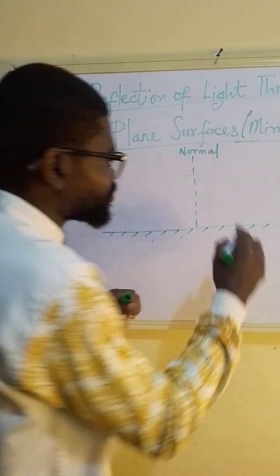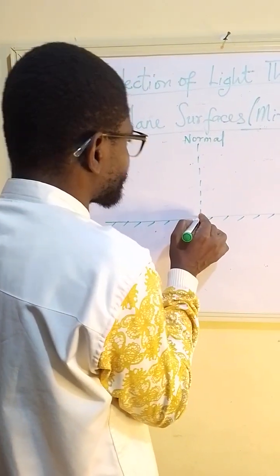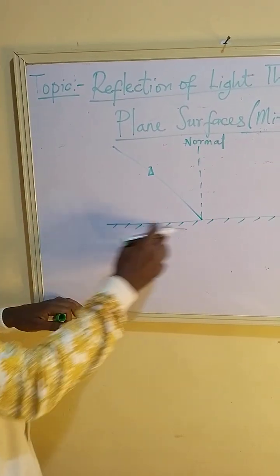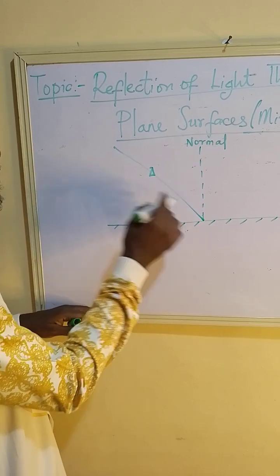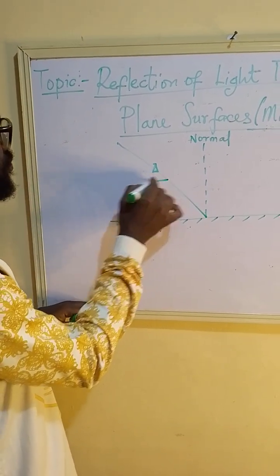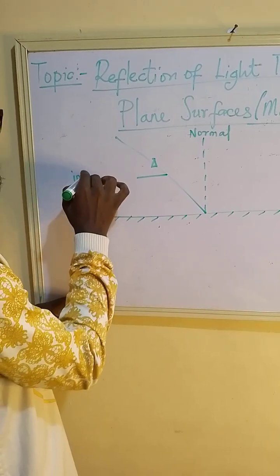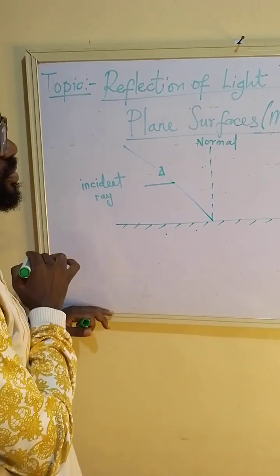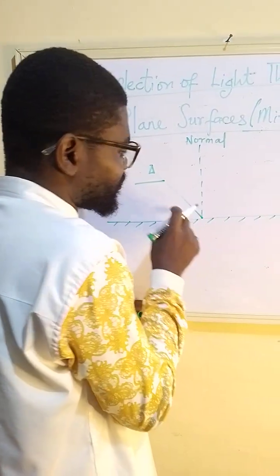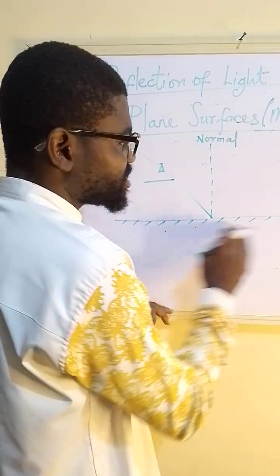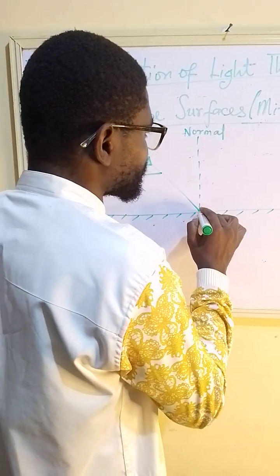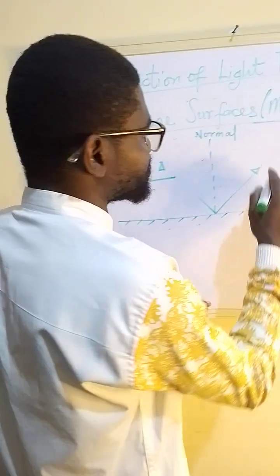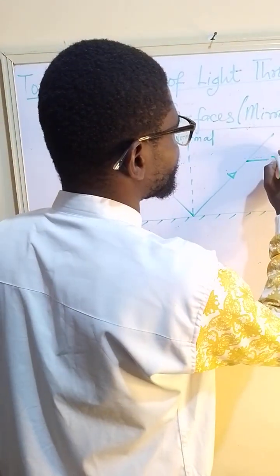So by the time I have a ray of light being incident on the plane mirror, this ray of light which is incident on the plane mirror is what we call the incident ray. Then when the ray of light is incident on the plane mirror, since it's a reflecting surface, it will go back into the medium. And that ray of light is what we call the reflected ray.